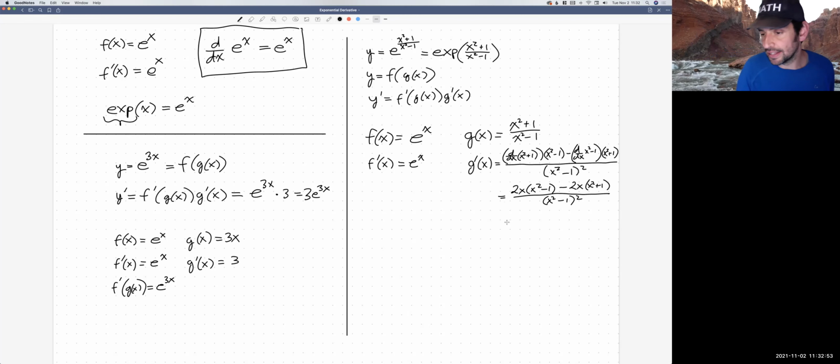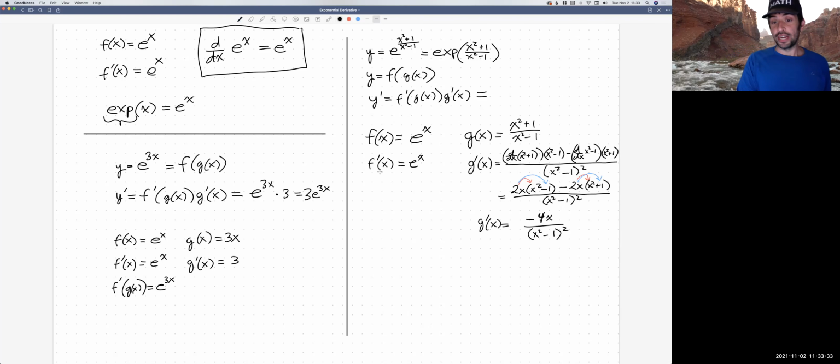And you can expand this, and what you'll see is this multiplication gives me 2x cubed. This multiplication gives me negative 2x cubed, so that disappears. This multiplication gives me minus 2x. This multiplication also gives me a minus 2x, so I end up with minus 4x all over x squared minus 1 squared. So there is g prime of x.